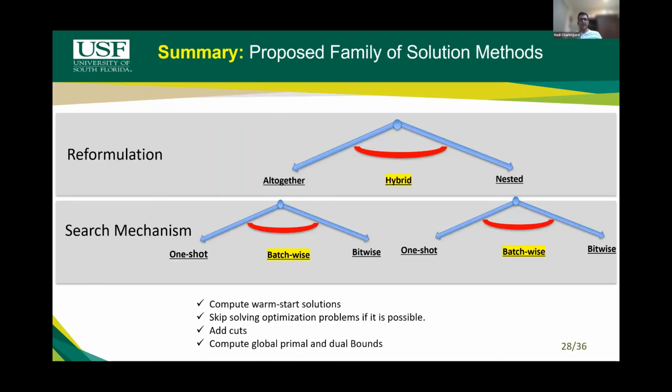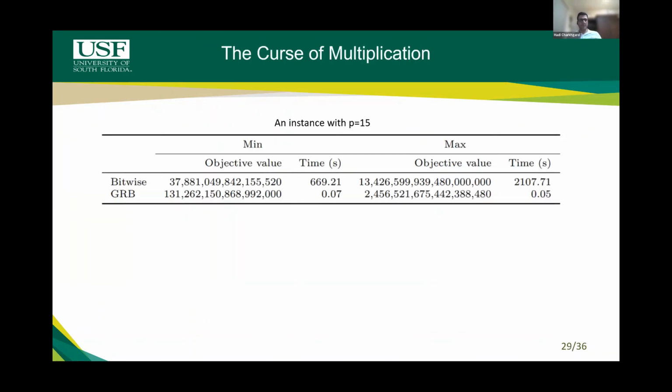Note that the true solution approach to deal with the curse of multiplication is to use the nested reformulation, because that's polynomially bounded, and the bitwise approach, because that will resolve the case of multiplication. So we compare our approach with the Gurobi optimizer in both minimization and maximization. You see, this is the optimal objective value found by our approach.